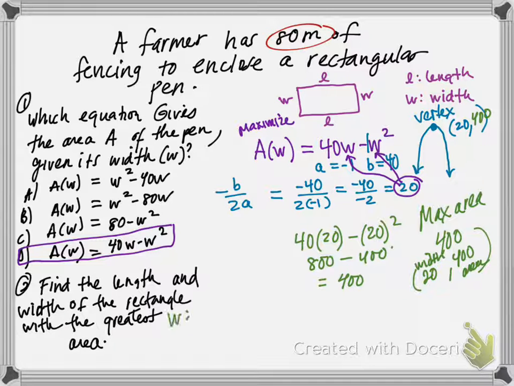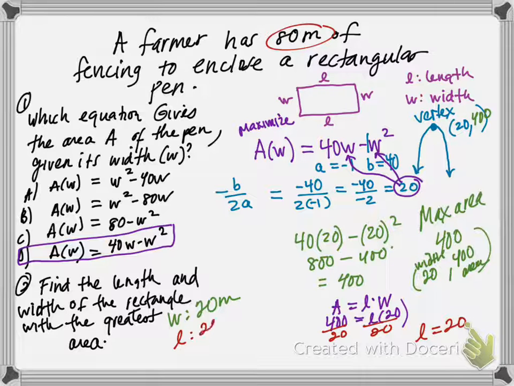So far I know the width is 20 meters, and the maximum area is 400. So area is length times width. If the max area was 400 and the width was 20, I could find the length. All I need to do is divide by 20. So the length is also 20. So in fact, the max happens to be a square, 20 by 20.